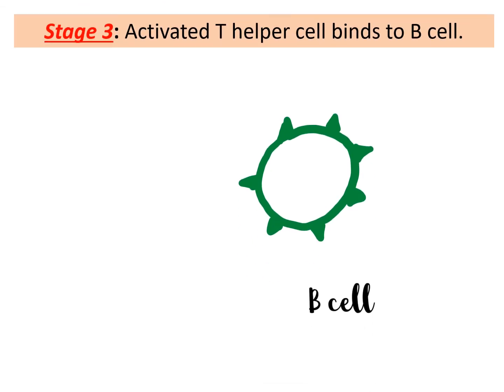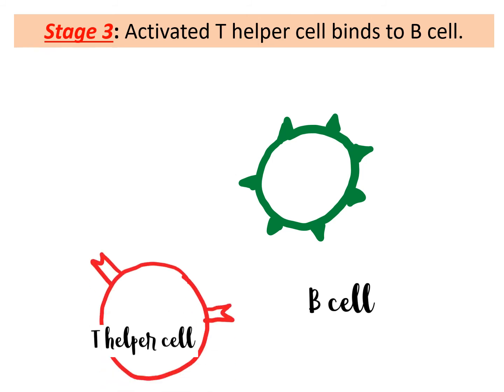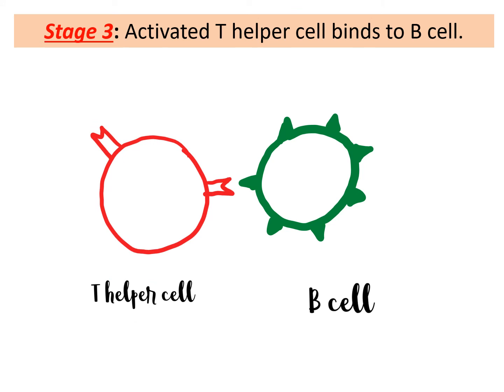In the third stage, an activated T helper cell, which was activated by the cell-mediated immune response, binds to the B cell, which is now an antigen-presenting cell, if the receptor on the T helper cell is complementary to the protein on the B cell.